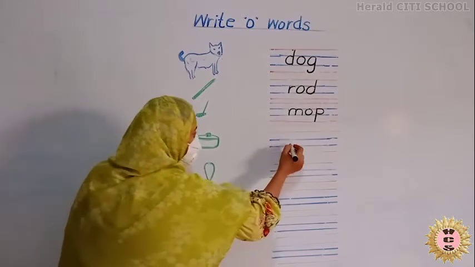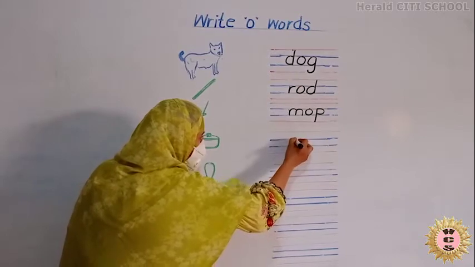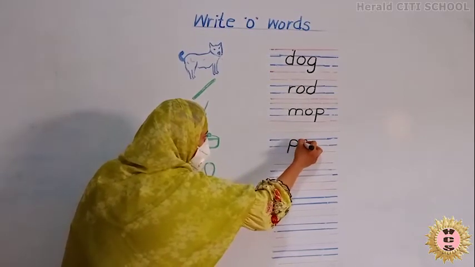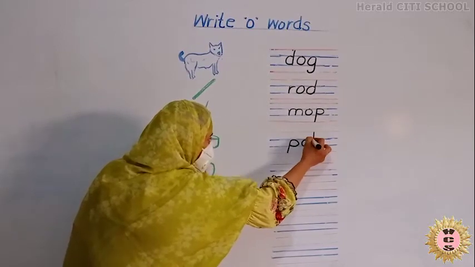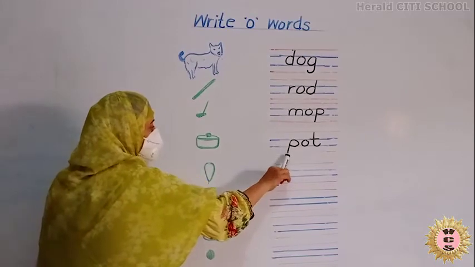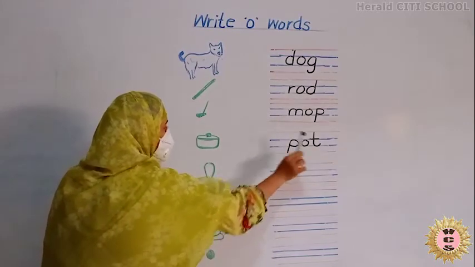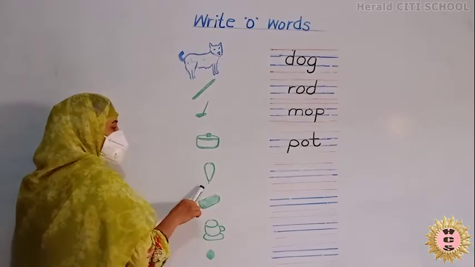And children, this is pot. Pot. And the spelling of pot is P, O, T. Pot. Read it again. P O T. Pot.